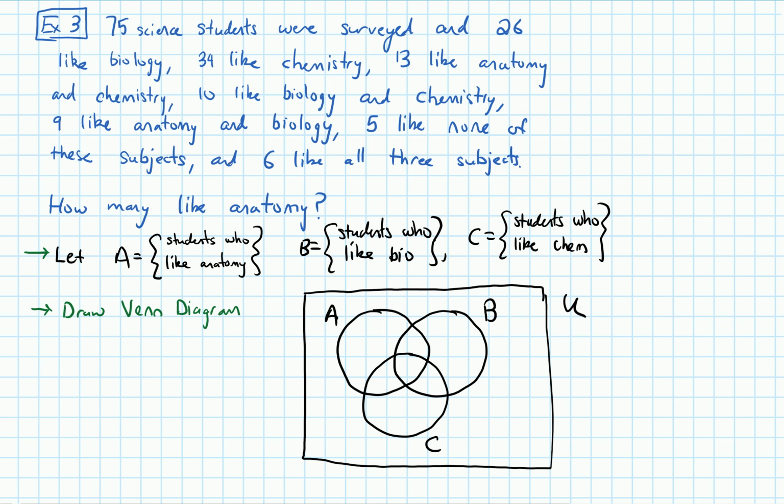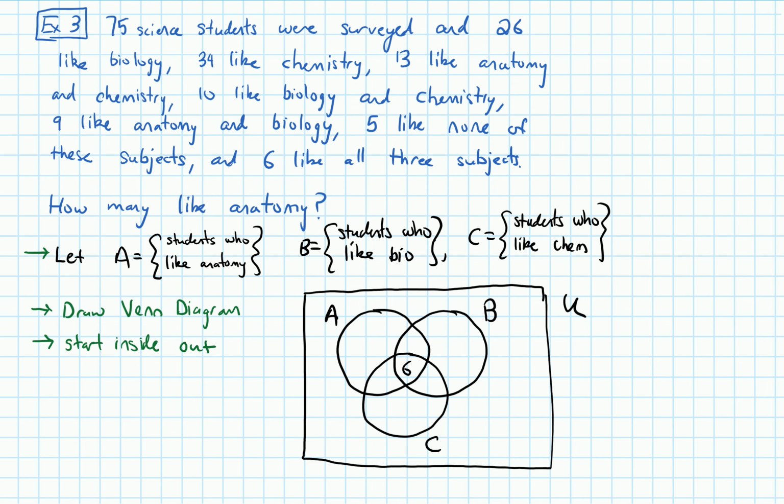Okay, and let's start inside out. That's often a good strategy with these. So start inside out. And in this question, it tells us, well, there's 6 students who like all 3 subjects. So that means we put a 6 in this region where all of the circles are overlapping.